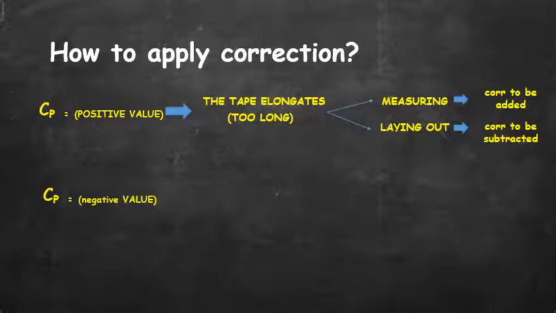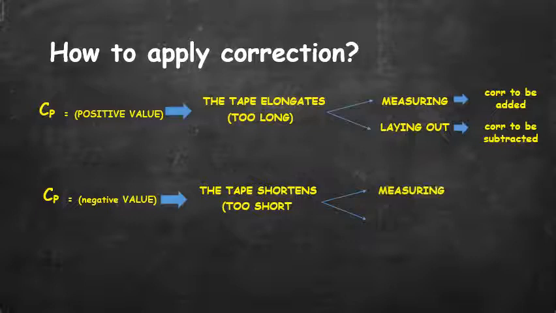However, pag yung na-determine natin na value ng CP is negative, which means the tape is too short or nag-shorten yung ating tape. So pag ginagamit natin yung ating tape na too short, pag nagme-measure, yung correction natin is subtracted. And pag nagle-layout, yung correction natin is to be added.